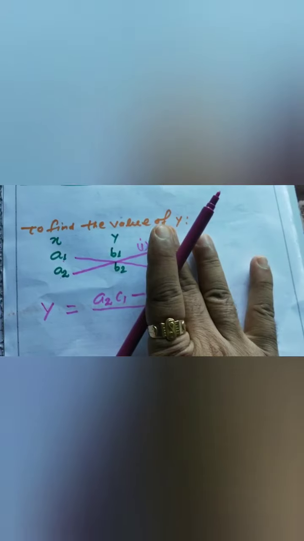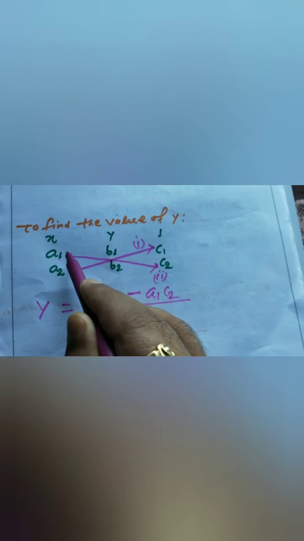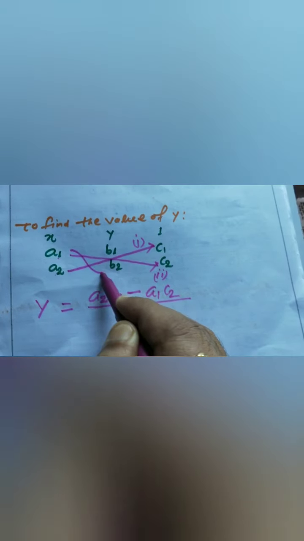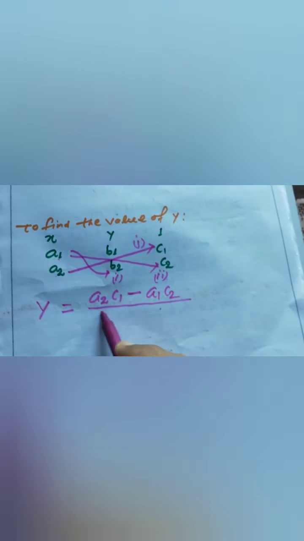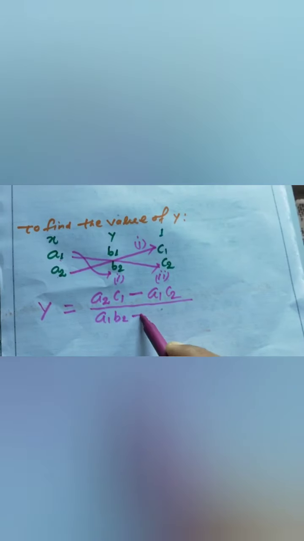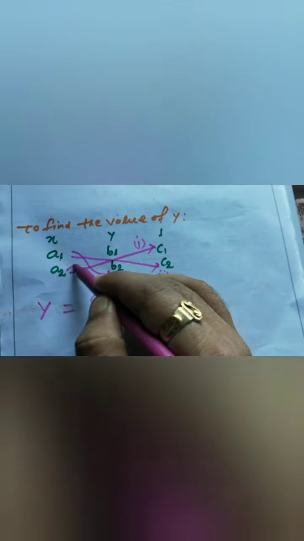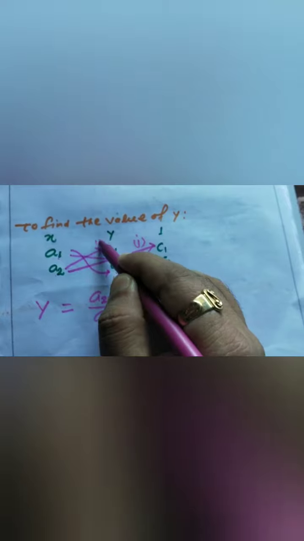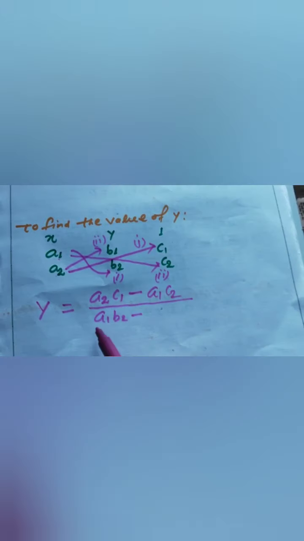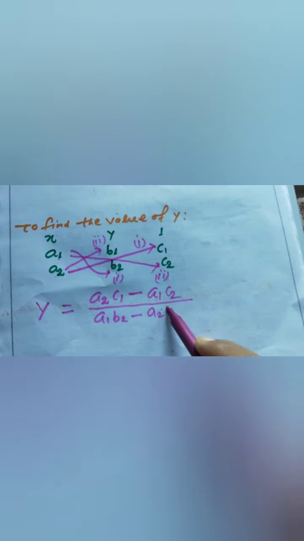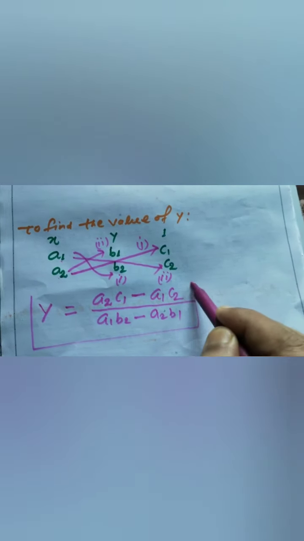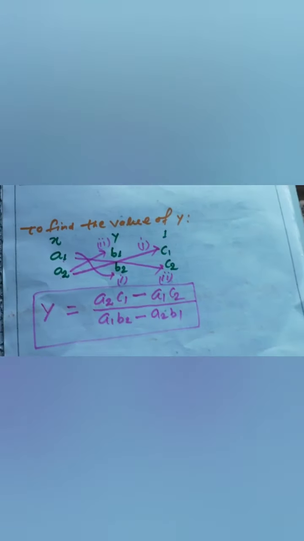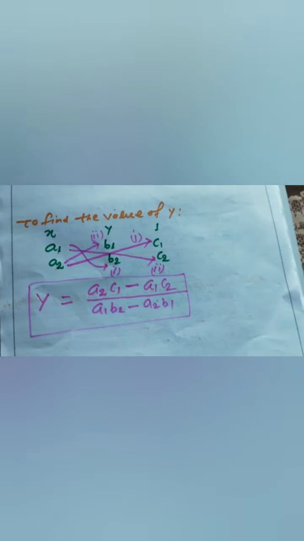in the denominator, you have to cover up the constant term, and then you have to multiply a1 by b2 first. So it will be a1 b2, and minus you have to multiply this secondly. So minus a2 b1. So this is the value of y you have got by the cross multiplication method.